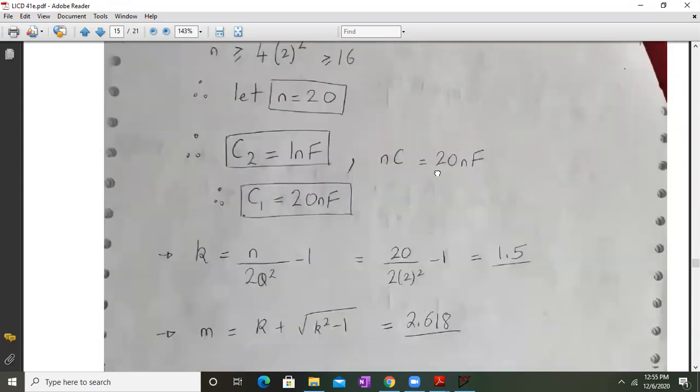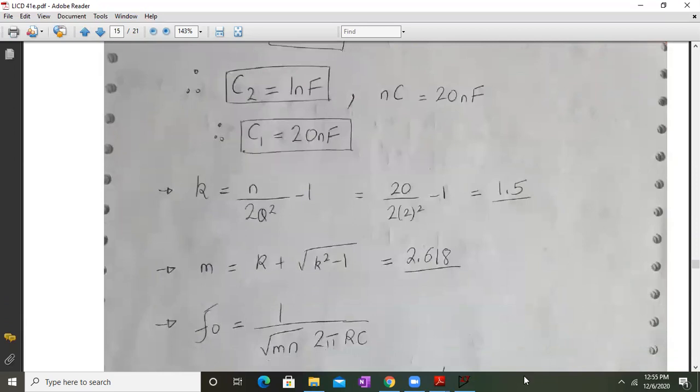Let's find the value of K. K will be N upon 2Q square minus 1. N we have calculated as 20, and Q is 2. So this K value will be 1.5. So what will be the value of M? M value will be K plus square root of K square minus 1. Okay, so if you substitute in your calculator, you will get a number of 2.618. So please cross check this number. Now we have the value of N, you have the value of M.